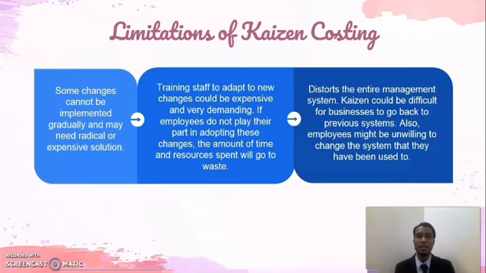Thank you, Ms. Najia. So let me proceed with the limitations of Kaizen costing. First, some changes cannot be implemented gradually and may need radical or expensive solutions. And next, training staff to adapt to new changes could be expensive and very demanding. If employees do not play their part in adopting these changes, the amount of time and resources spent will go to waste, such as training costs. Furthermore, it will distort the entire management system. Kaizen could make it difficult for businesses to go back to the previous system, as we know just now, it is a permanent system change. Also, employees might be unwilling to change the system that they have been used to doing every day, every week, every year in the previous years.